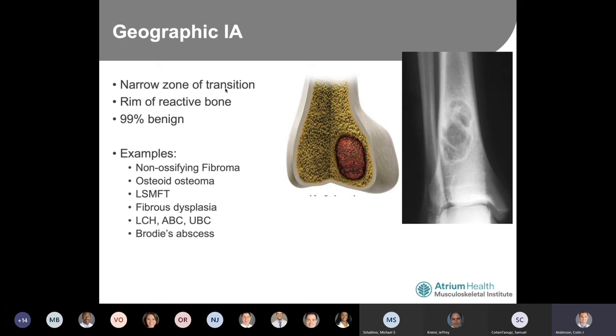So a geographic 1A lesion, as I said before, has a narrow zone of transition, a rim of reactive bone. 99% of these are benign. Examples include non-ossifying fibroma, osteoid osteoma, and this entity called LSMFT, liposclerosing myxofibrous tumor. It's a term that the radiologists use that I'm not sure has a lot of pathological correlation, but they look at something and determine that we don't need to biopsy it. And they say that if we were to biopsy, it would probably have those features in it. Fibrous dysplasia, LCH, ABC, UBC, or Brodie's abscess, those are all lesions that can have this border.